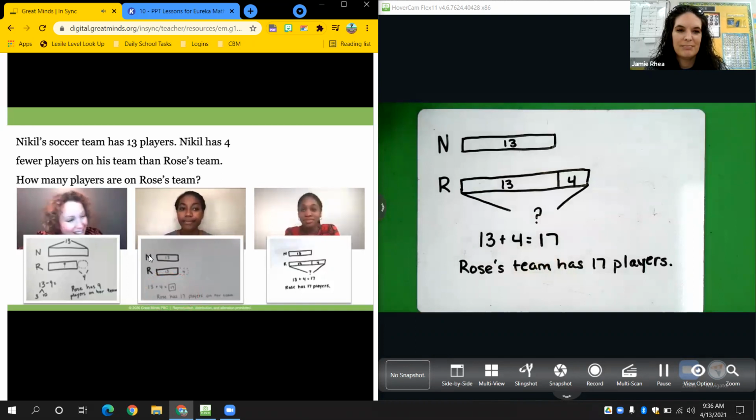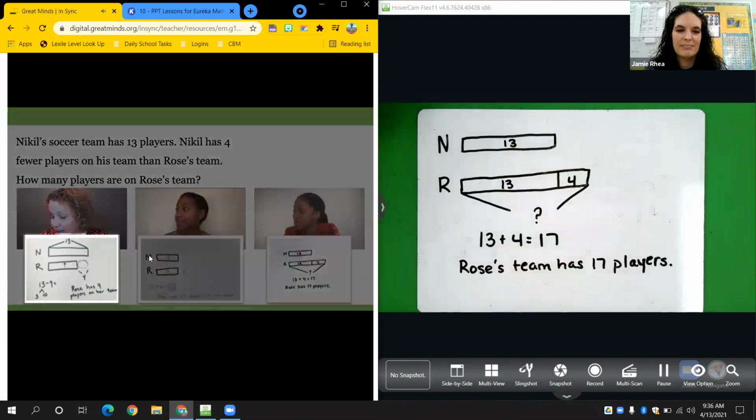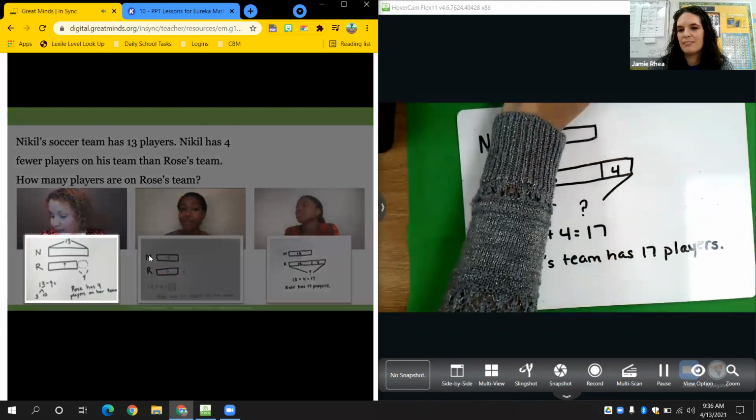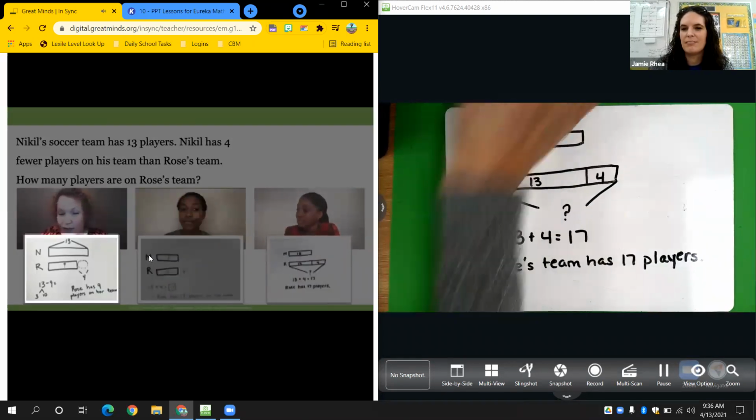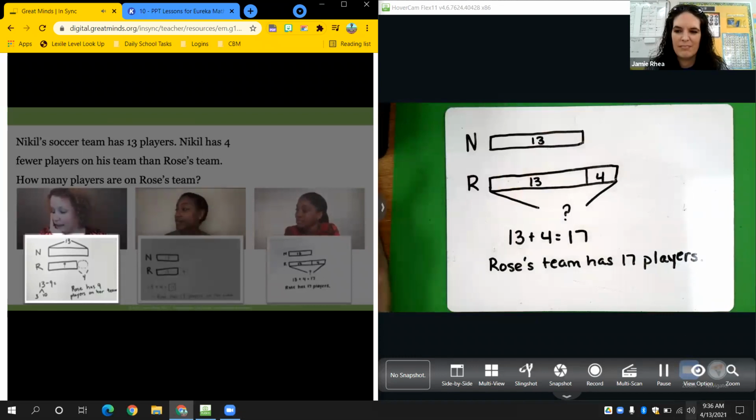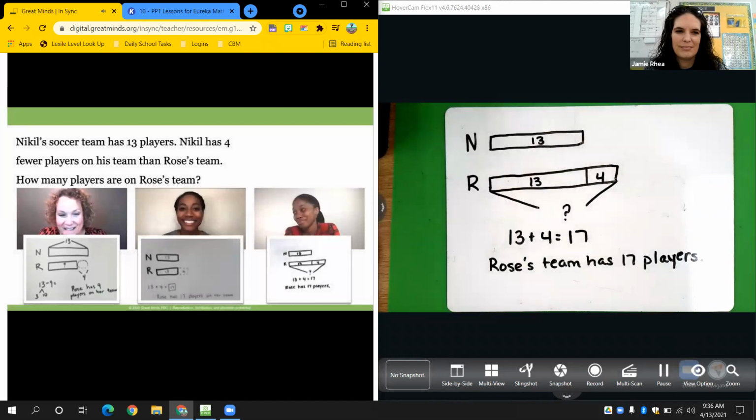Actually, I did not ask myself that, and I'm wondering if I made a mistake. So I started solving just like I did on the last problem. I drew Nikhil's as long and labeled it 13. And then when I read that was 4 fewer, I drew a smaller tape. And actually, I should have drawn Rose's longer, because if Nikhil's is fewer, then Rose's would be longer. I made a mistake and I forgot to ask that. Not a mistake. That's how we all learn.